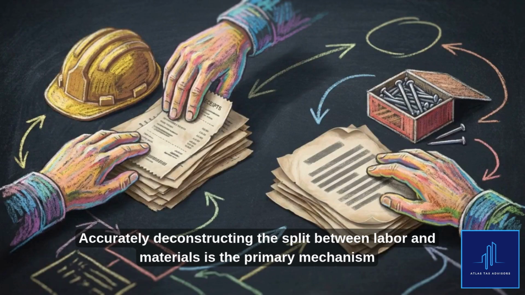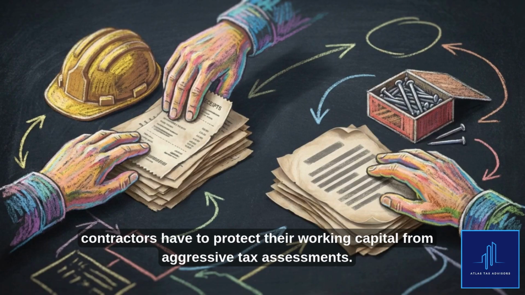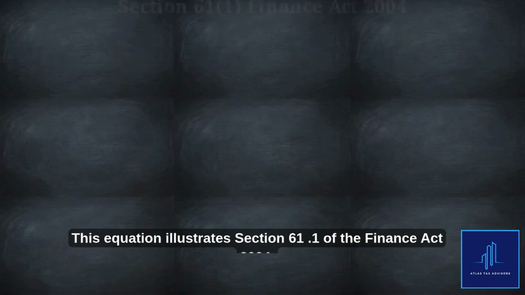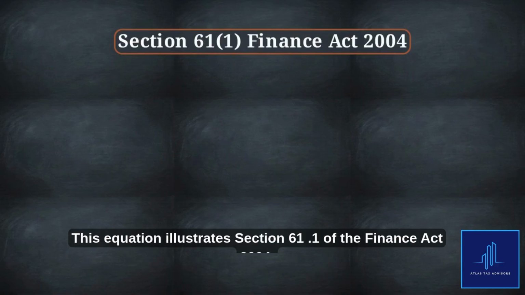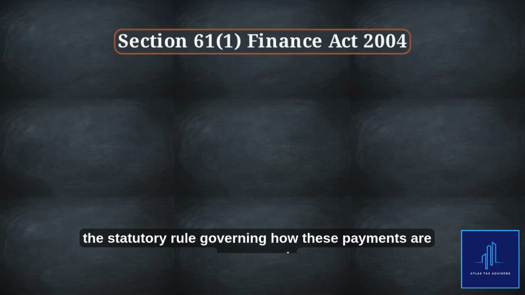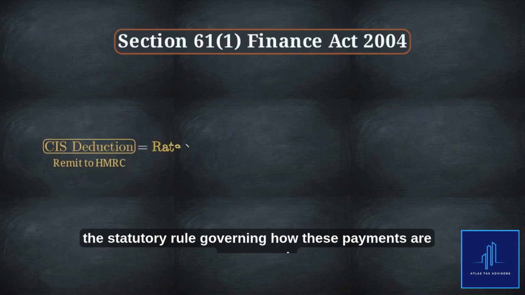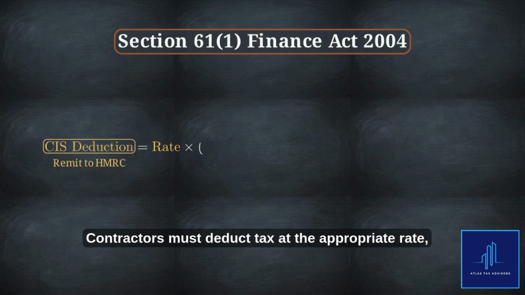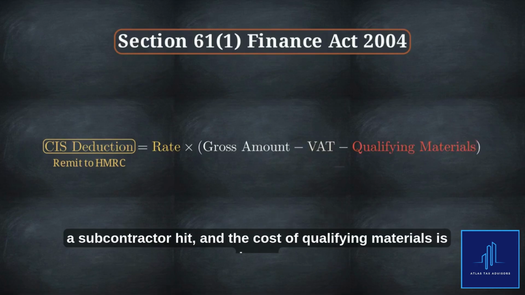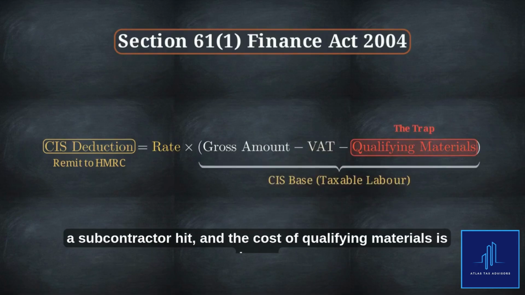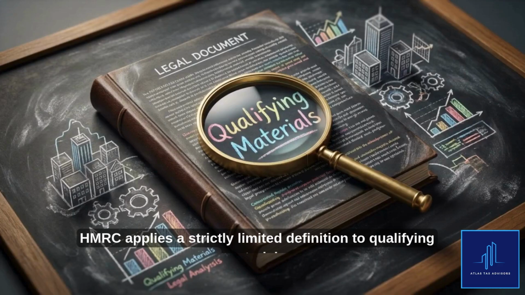Accurately deconstructing the split between labor and materials is the primary mechanism contractors have to protect their working capital from aggressive tax assessments. This equation illustrates Section 61(1) of the Finance Act 2004, the statutory rule governing how these payments are processed. Contractors must deduct tax at the appropriate rate, but only after excluding VAT and the cost of qualifying materials. HMRC applies a strictly limited definition to qualifying materials.